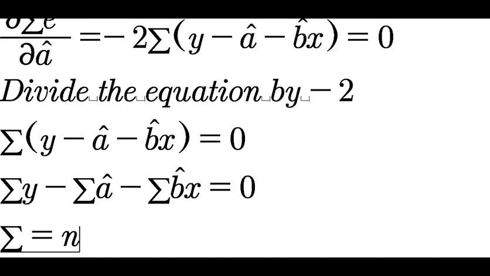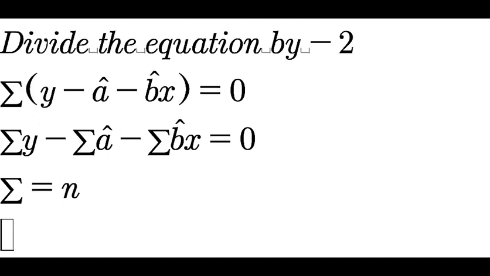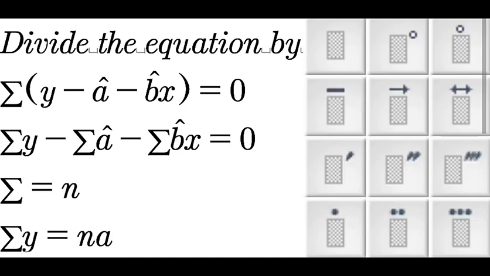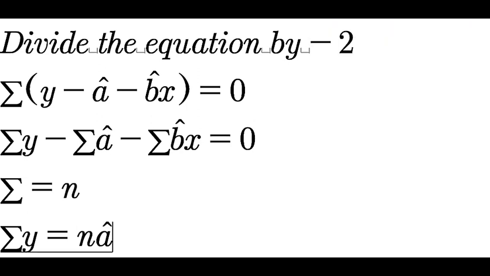Since a hat and b hat are variables, we will write this equation as what? Summation y. Please mind you, summation y is different, summation x is different, but summation alone is n. So we have summation y equals n, where n is the coefficient now of a hat. A hat is now the variable to be solved for.